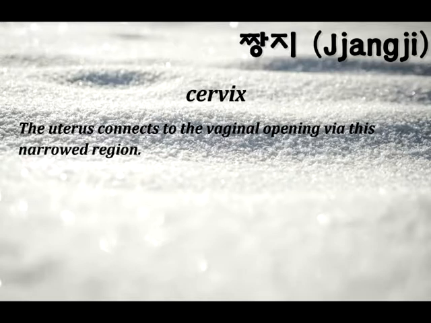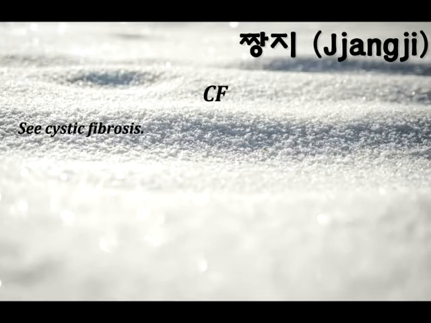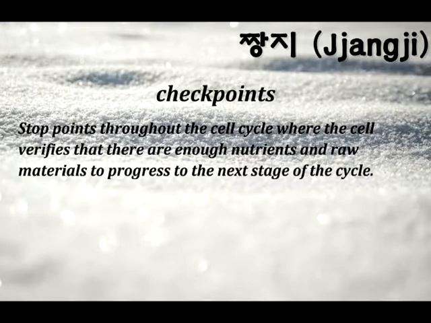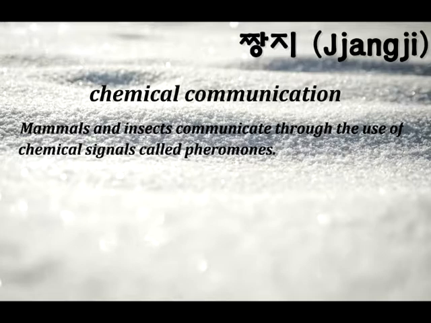Cervix, the uterus connects to the vaginal opening via this narrowed region. Cf. Cystic fibrosis. Character, a heritable feature, such as flower color, that varies among individuals. Checkpoints, stop points throughout the cell cycle where the cell verifies that there are enough nutrients and raw materials to progress to the next stage of the cycle. Chemical communication. Mammals and insects communicate through the use of chemical signals called pheromones.